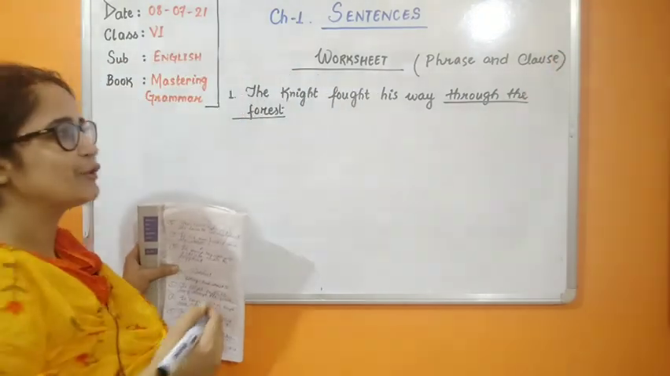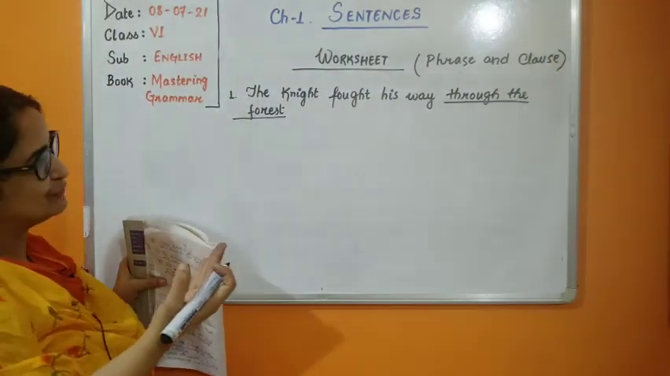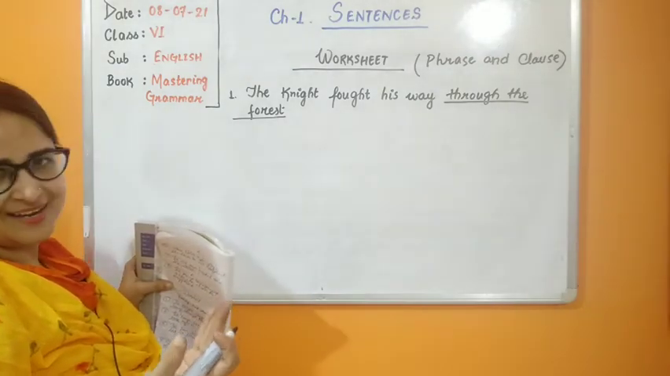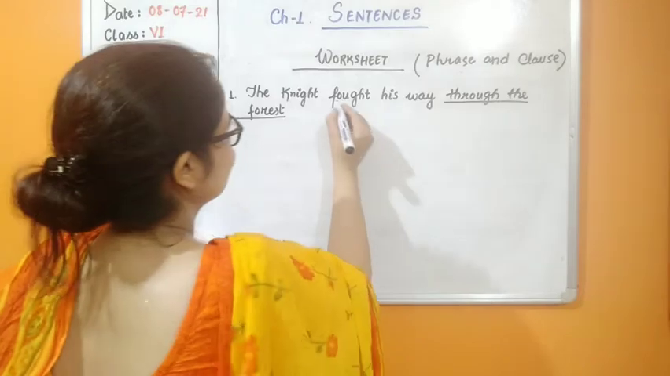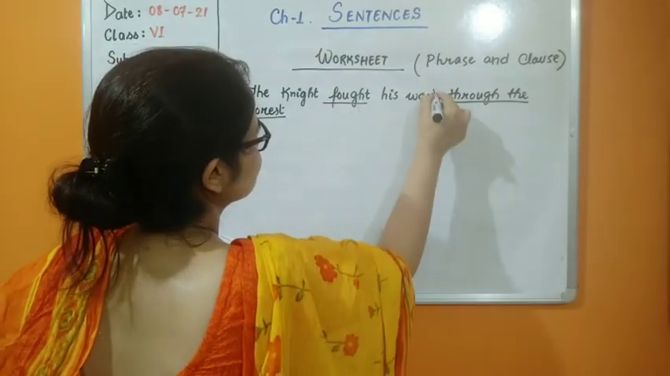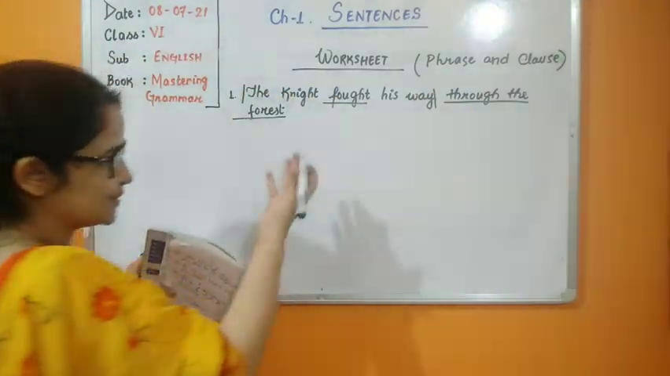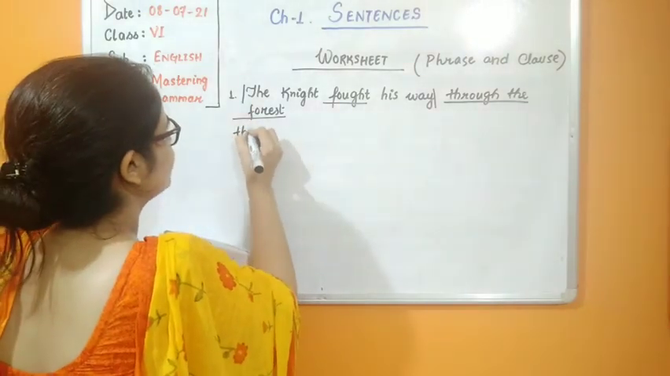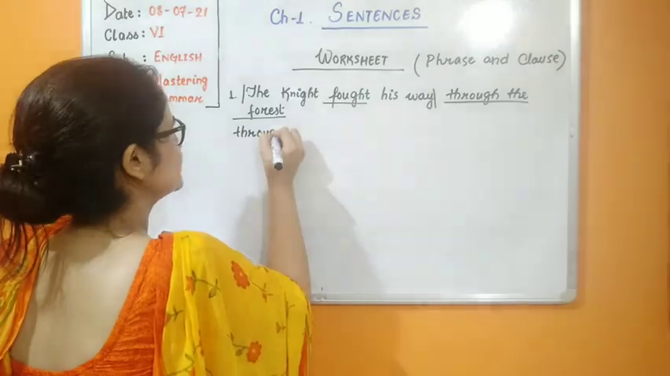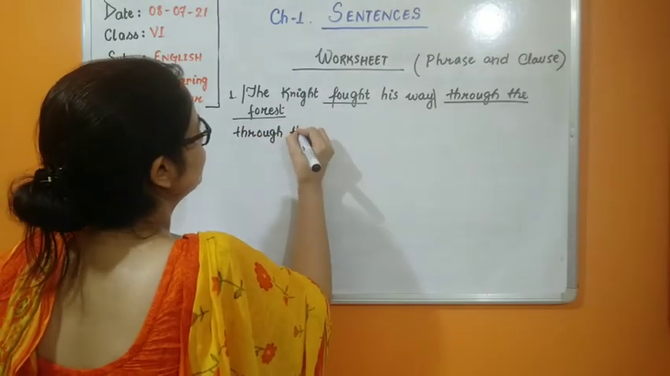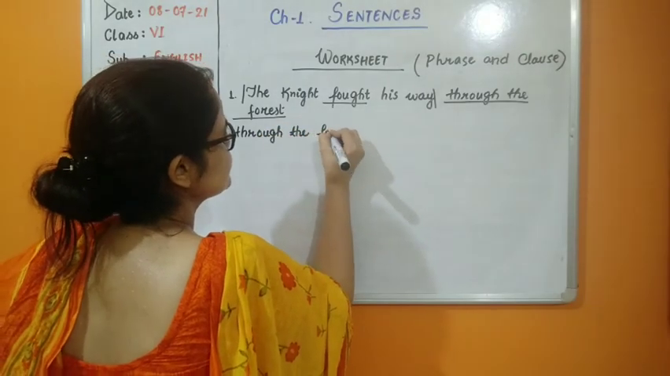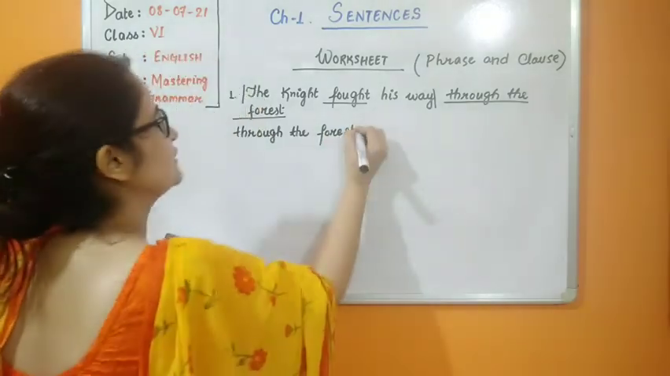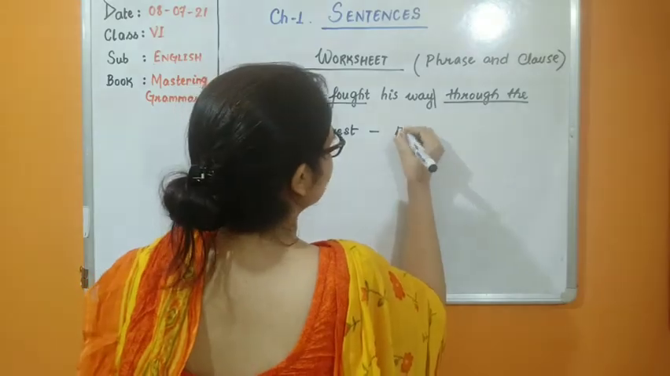So through the forest, children, do we have any verb there? Can you see any verb there? I can't see it, because the verb is here, fought. So this portion I think is a clause, and that portion, through the forest, is our phrase and not a clause, because it doesn't have a verb. So through the forest is what? A phrase.